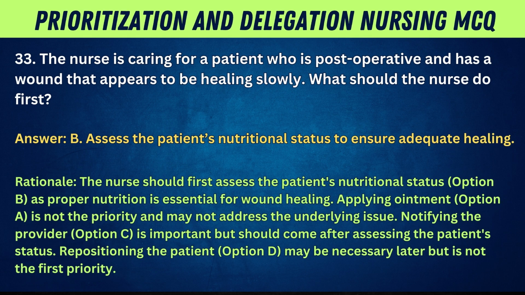Answer. B. Assess the patient's nutritional status to ensure adequate healing. Rationale. The nurse should first assess the patient's nutritional status, option B, as proper nutrition is essential for wound healing. Applying ointment, option A, is not the priority and may not address the underlying issue. Notifying the provider, option C, is important but should come after assessing the patient's status. Repositioning the patient, option D, may be necessary later, but is not the first priority.